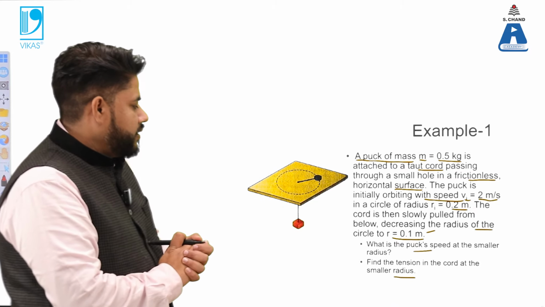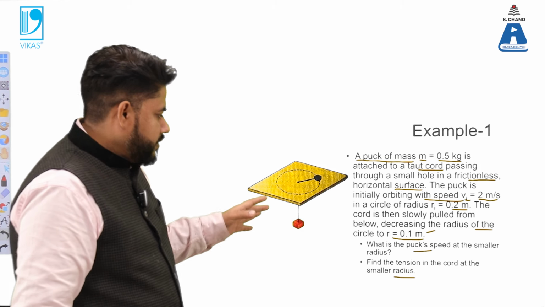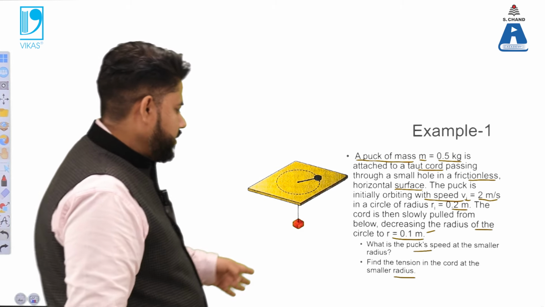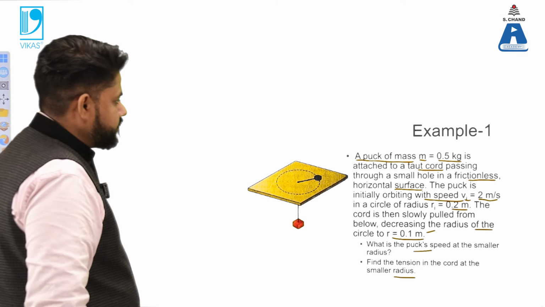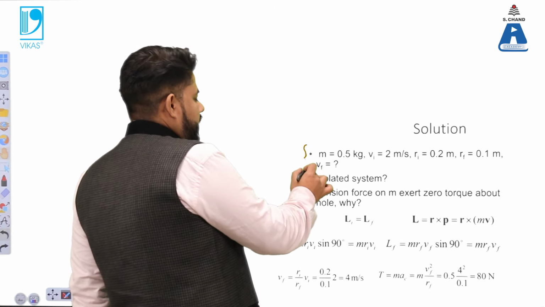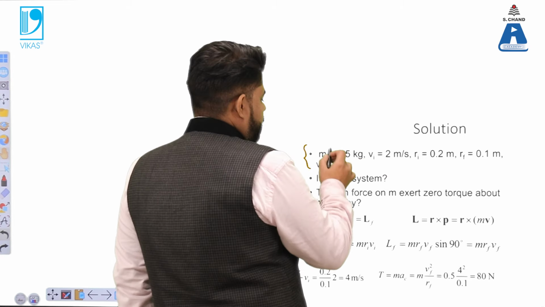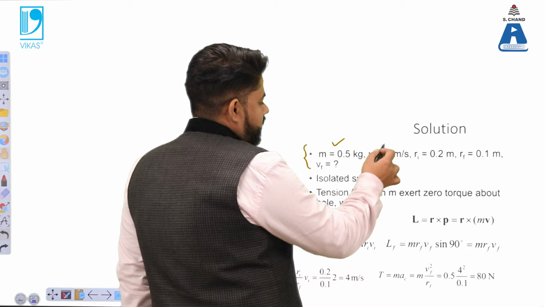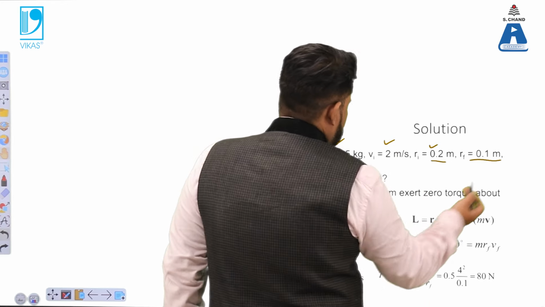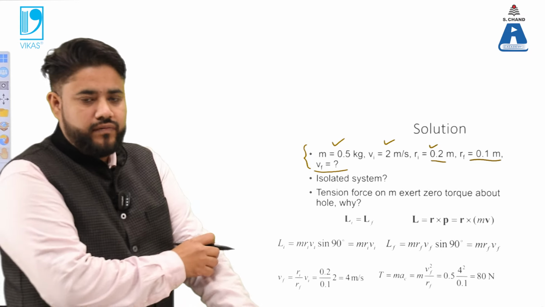The requirement is the calculation of this velocity and the tension in the cord at the smaller radius. So how can you do that? You have to first write all these values in symbolic representation: the mass, the initial velocity, the initial radius, the final radius, and Vf, which is the final velocity that we need to find out.